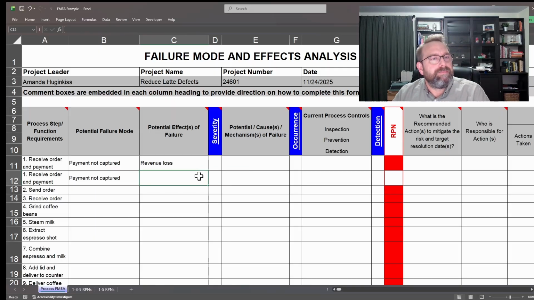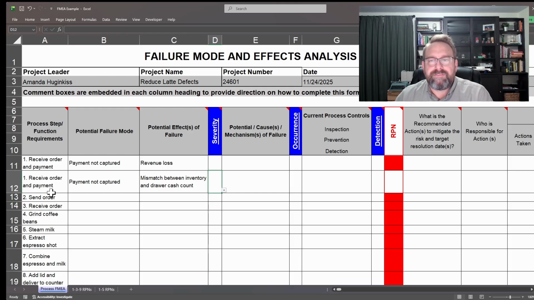So, all right. What's the other effect that we might have? Well, if we're talking cash, right, we're going to have some sort of mismatch when we do the cash drawer inventory. Probably inventory and drawer count, cash count. So that's going to be uncomfortable. Any other effects?